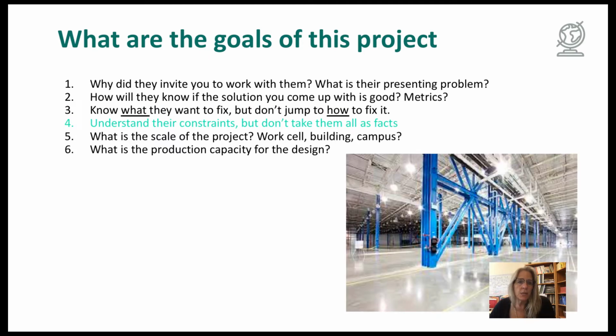The next is to understand their constraints. So they might say, we have this big crane, like this picture, in the middle of a facility. We can't move that. And it's really good to note that, to say, oh, okay, I see it'd be hard to move that. But what they're really saying in some of the constraints is, it's too expensive to move, but if moving it creates an incredible positive benefit to the company, it might be justified to move it.